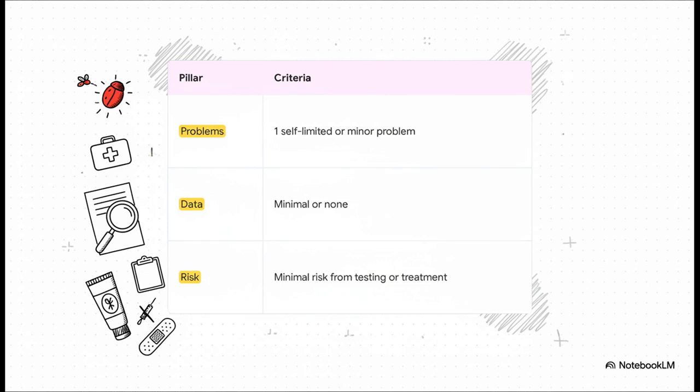This is your most basic level, level 1. Just think of a patient with a simple, uncomplicated insect bite. You've got one minor problem, you probably don't need any data to figure it out, and the risk from any treatment is minimal. Easy enough, right?